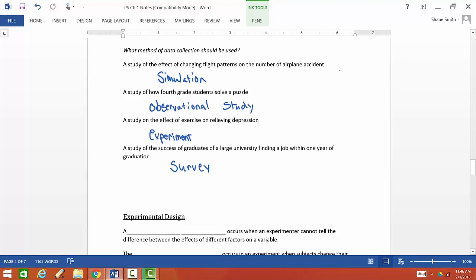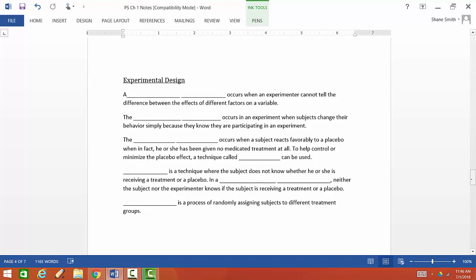Okay, so that's how we identify what method of data collection to use. We're going to talk a little bit more about experimental design here and some other things to consider when you consider experimental design. The first is a confounding variable.